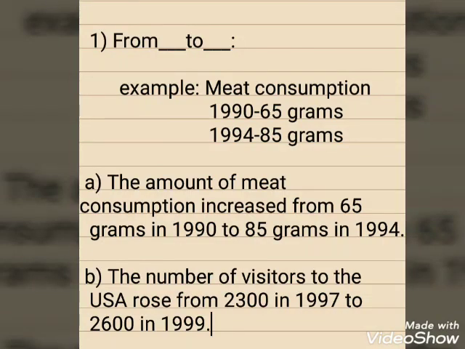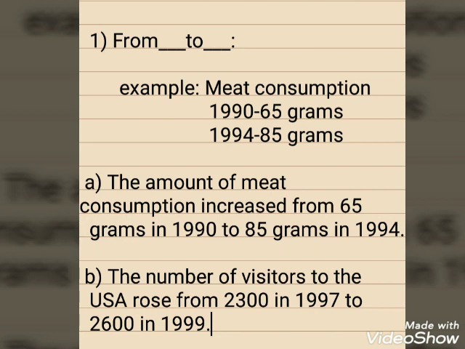In this video, I am going to give you some very useful structures for Task 1 in the IELTS writing test. With the use of these structures, you will definitely raise your band score in Task 1 in the writing section. So let's start. First structure: from dash to dash.